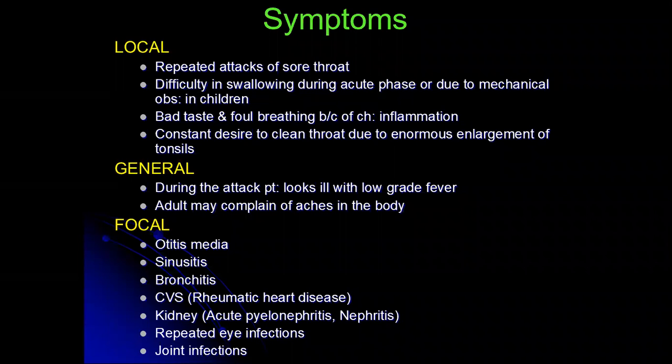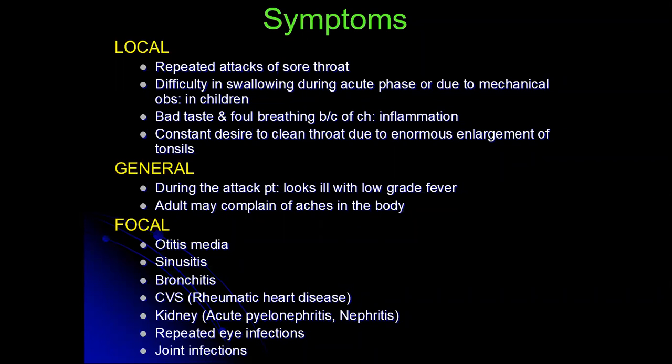Next, a constant desire to clear the throat due to enormous enlargement of the tonsil. The patient feels there is something in the throat, like a foreign body, so he has a constant desire to clear his throat. In general, the patient looks ill with low-grade fever. Adults may complain of aches in the body.